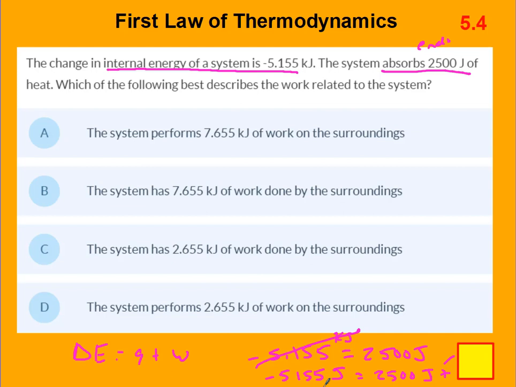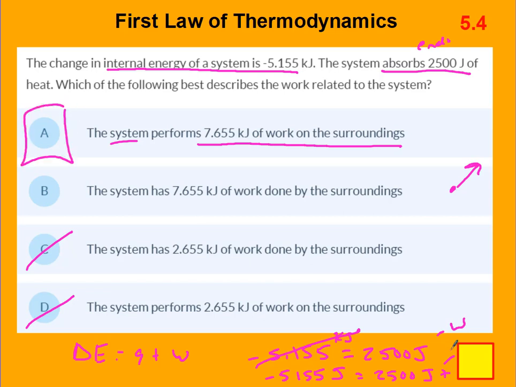So without a calculator, that means my answer must be 7.655. And it must be a negative answer. So if it's negative work, then my system is doing work on the surroundings because it's going out. So the system performs that much work on the surroundings. Had it been positive, then the system has that much work done by the surroundings.